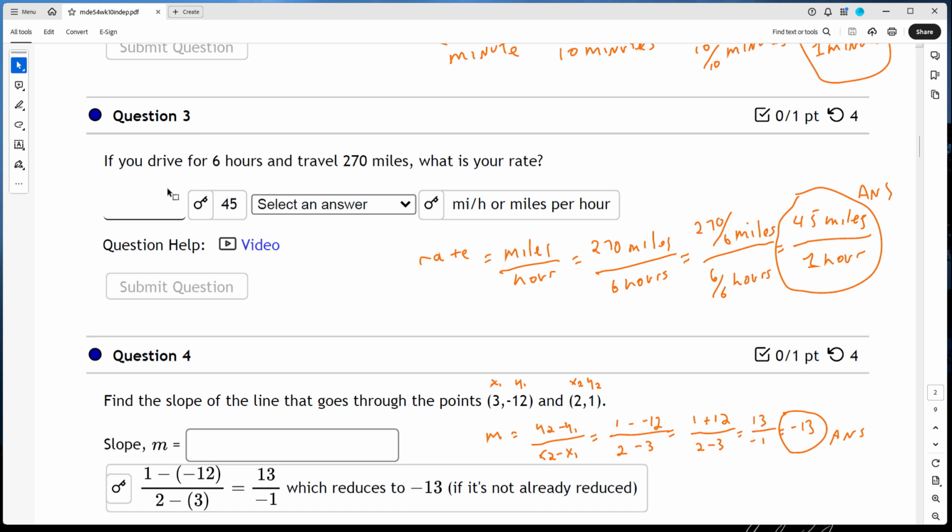Question 3. If you drive 6 hours and travel 270 miles, what is your rate? Okay, so the rate is going to be in terms of miles per hour. In this case, 270 miles for 6 hours. We need to find a unit rate. I divide my numerator and denominator by 6, end up with 45 miles for 1 hour. That was number 3. Number 4.